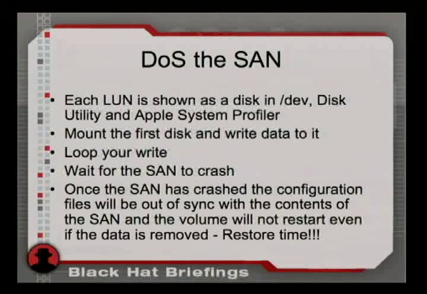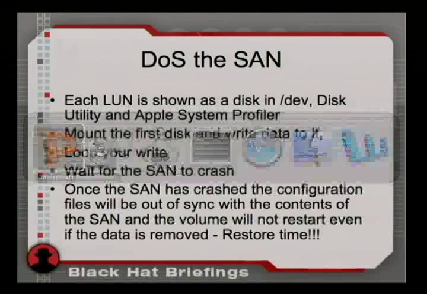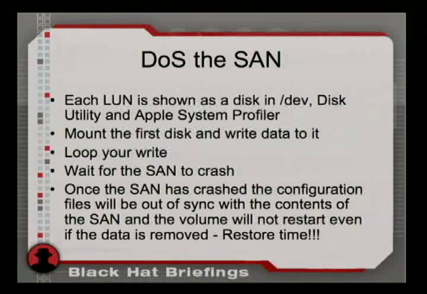Essentially, what I usually do is just mount the first disk and start writing arbitrary data to it, and I'll loop my write until the disk is full, and then the SAN will no longer mount. Regrettably, I did this on my own machine last night, so I can't show you the SAN not mounting anymore. But I promise it works, and it's really, really easy.